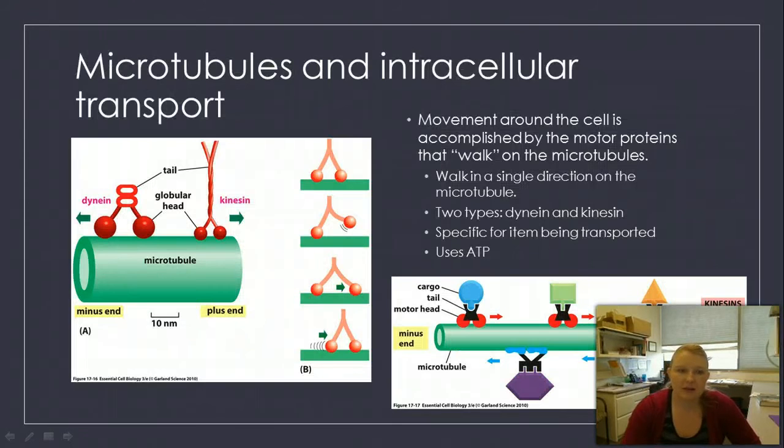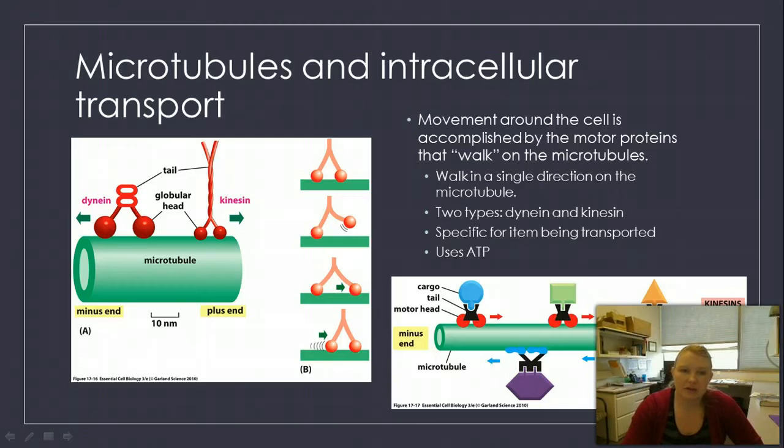So let's look at intracellular transport first. Now I'm going to put a video up in Blackboard, and it's about the invasion of a cell by, I think it's a virus. And while it's a really interesting video about how cells are invaded, inside that cell they show these motor proteins walking across the microtubules. So I'd encourage you to watch that just to see how that works.